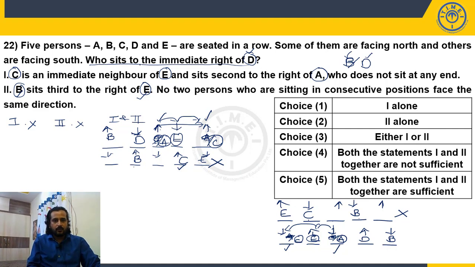But what is our question? Who sits immediate right of D? In this case, who is immediate right of D? B. Now, in this case, who is immediate right of D? B. Is there any change in my answer? No. So, in any case, B will be there. So, what is the answer? Both 1 and 2 together are sufficient. So, choice 5 is the correct answer.